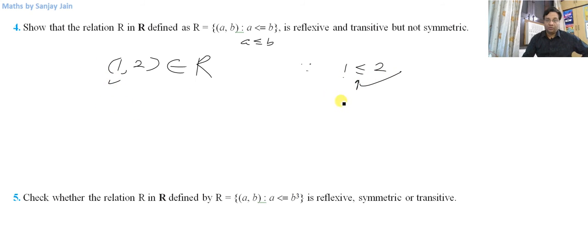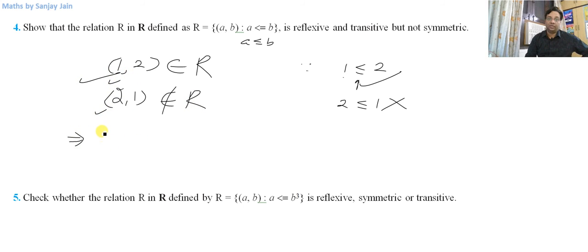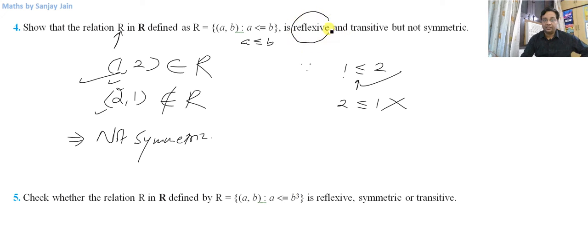So what about (2, 1)? 2 is less than or equal to 1 is not true. So (2, 1) doesn't belong to this relation R. Hence, (1, 2) is present, (2, 1) is not present, so I can say this relation R is not symmetric. So I have shown you two things by now: that it is reflexive, and that it is not symmetric.